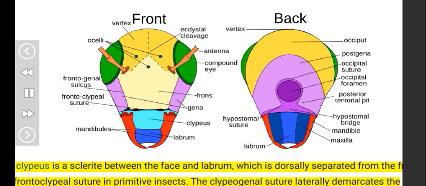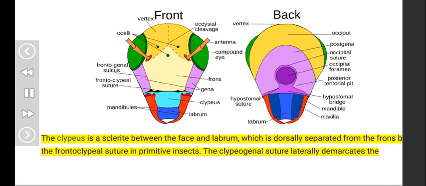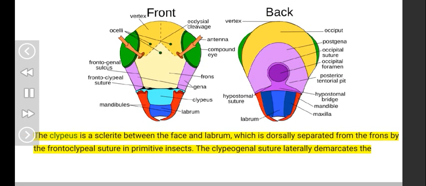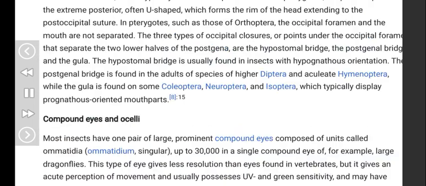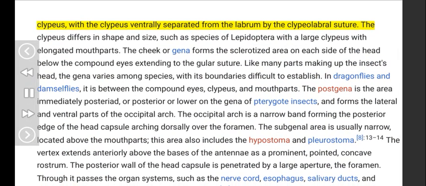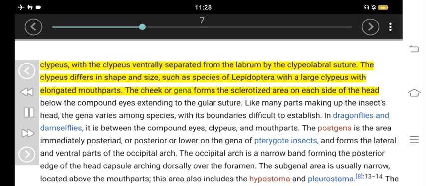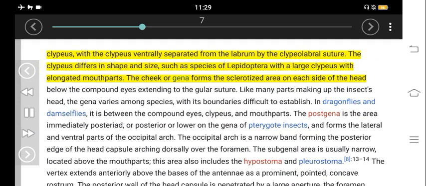The clypeogenal suture laterally demarcates the clypeus, with the clypeus ventrally separated from the labrum by the clypeolabral suture. The clypeus differs in shape and size, such as in species of Lepidoptera with a large clypeus with elongated mouthparts. The cheek or gena forms the sclerotized area on each side of the head below the compound eyes extending to the gular suture.